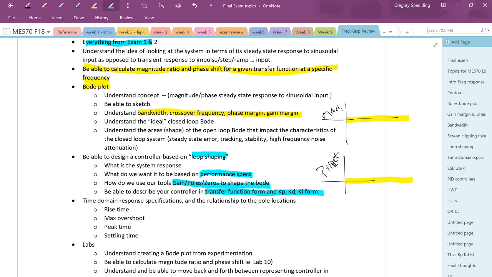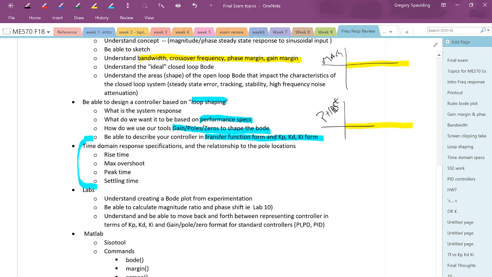Of course, this next topic comes up. We studied this a while back, but it still is relevant, especially in the loop shaping. And so I never tested you on that, so I'm going to put that on the exam.